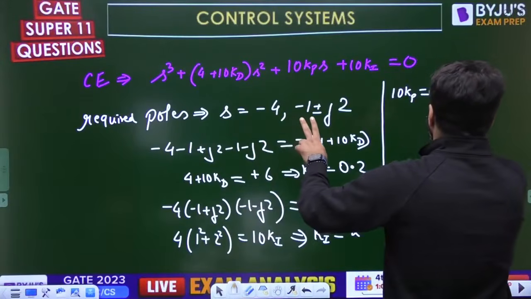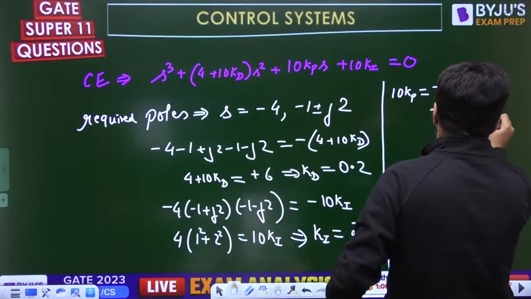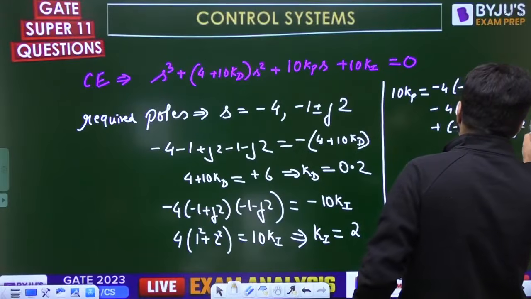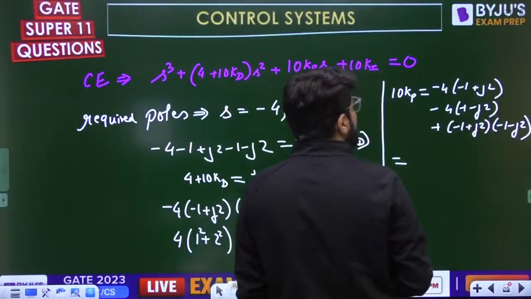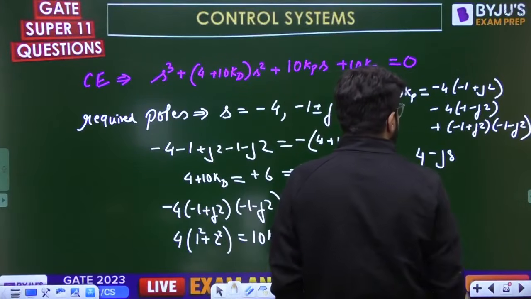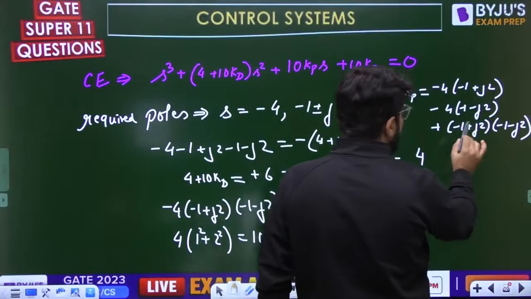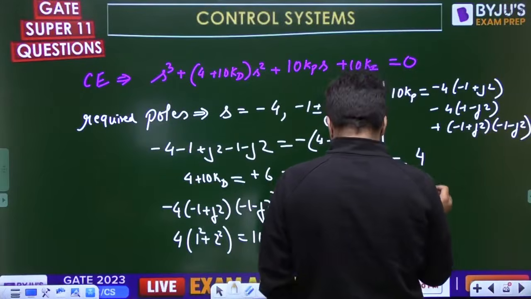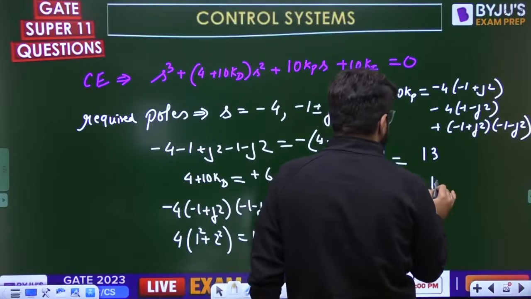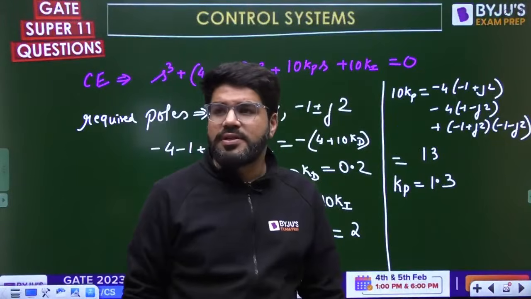So it is -4 times -1 plus J2, then -4 times -1 minus J2, and then plus the product of -1 plus J2 and -1 minus J2. Okay, this is the result. If we open, -4 into -1 is 4, then minus J8, and the conjugate part will get cancelled. So let me write down the direct result only. This is 4 plus 4, 8, and this is 5, so 8 plus 5, 13. The total is equal to 13. So the value of Kp is 1.3. Just tally out the calculations once.